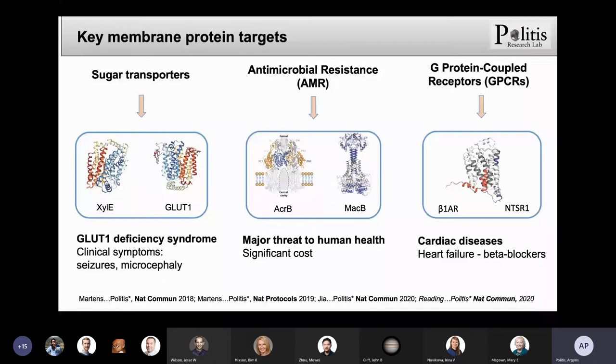As you might know, antimicrobial resistance is one of the major threats to human health, and it has a significant cost currently in health systems. And G-protein coupled receptors, we've been targeting as model systems, the beta-1 adrenergic receptor and the neurotensin receptor. These are systems that are implicated in cardiac diseases, and they have been linked to drugs for heart failure, such as the beta blockers.